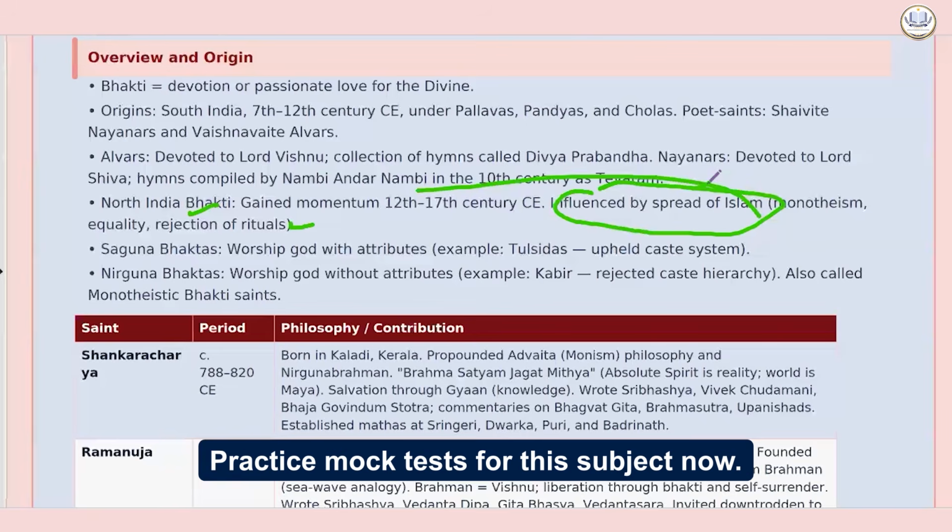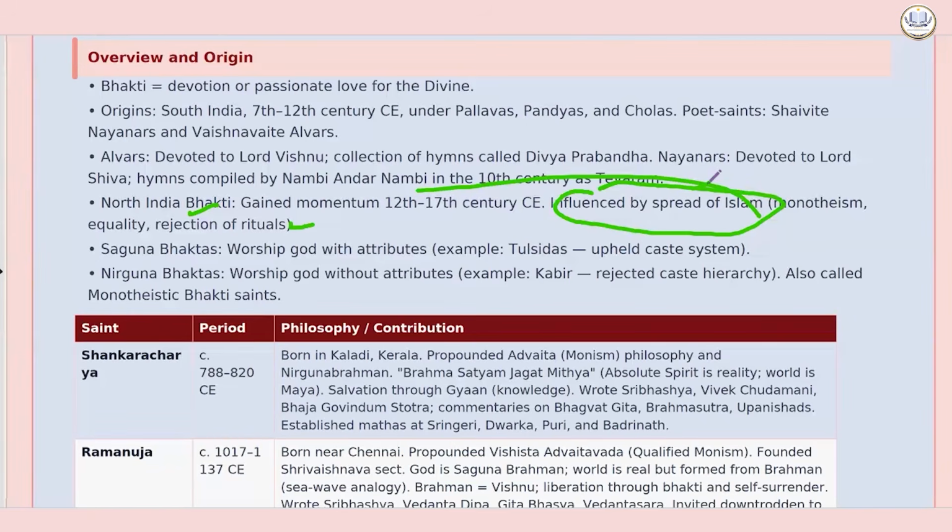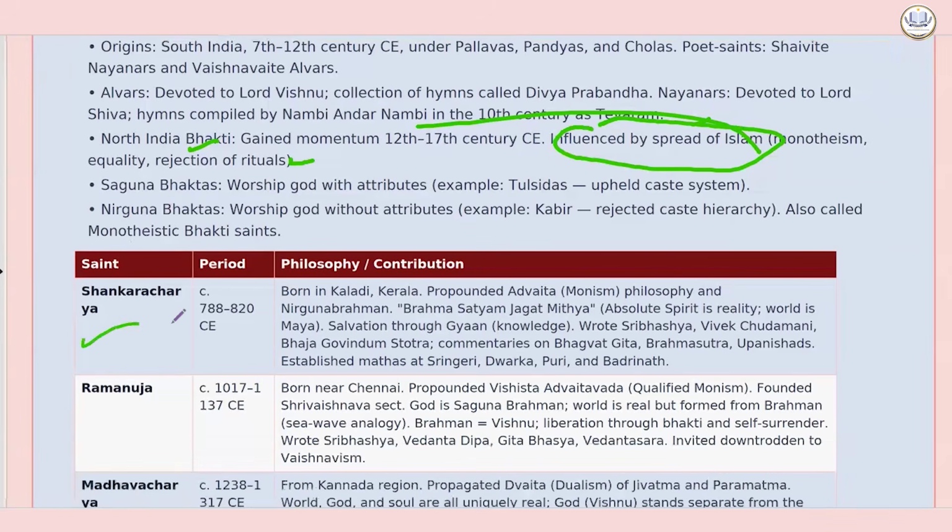Then there was a person called Adi Shankaracharya, who founded mathas and worked so that there would not be ritualistic practices. Further, it is divided into Saguna and Nirguna. Saguna worships idols, for example Tulsidas. Nirguna is worship of God without attributes, like Kabirdas. Let's see the important Bhakti saint Shankaracharya.